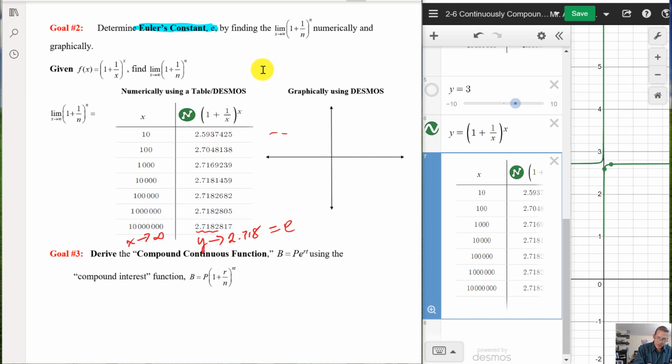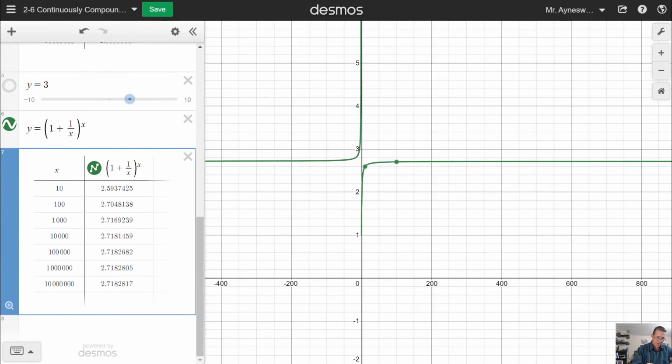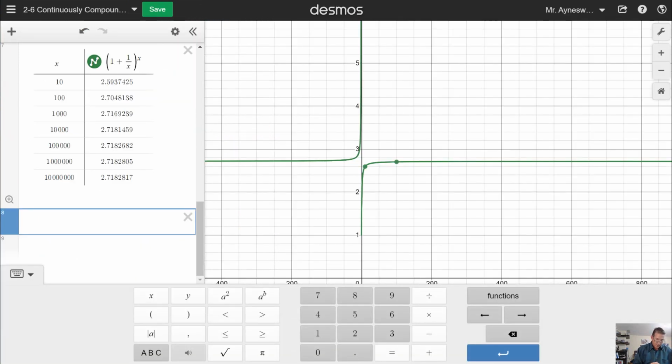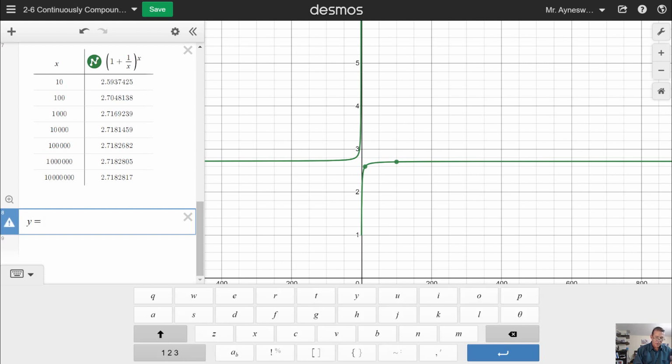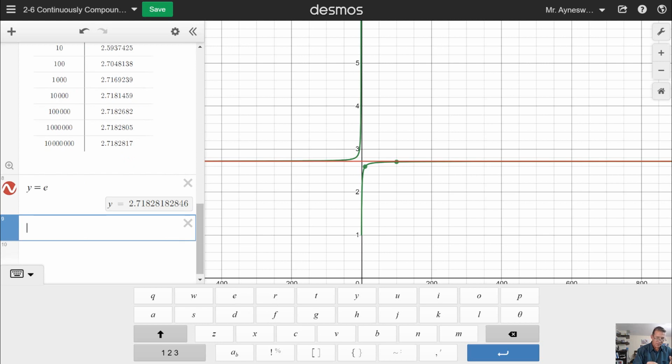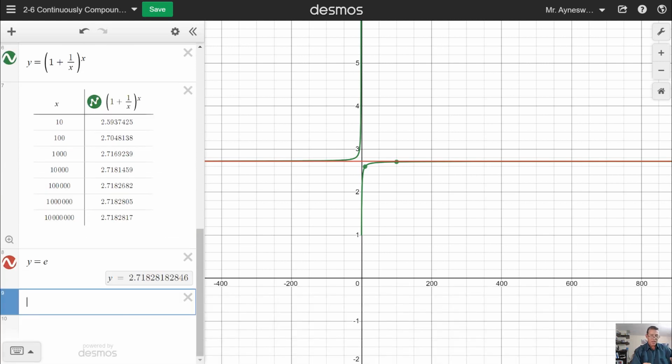All right, so go ahead and sketch this: y equals e, or you can say y is equal to 2.718, that horizontal line that I was talking about. By the way, let's type in y equals e so you guys can see it. What's beautiful is that you go to the keyboard here and type in e, and then voila, Euler's constant comes out. Look at that, 2.718. Even Desmos knows what's going on.